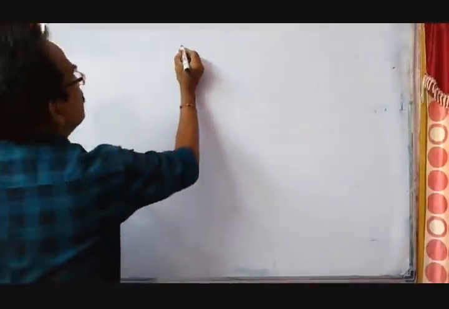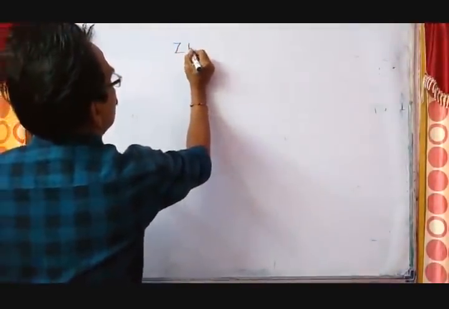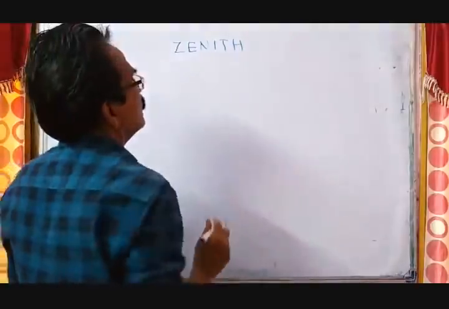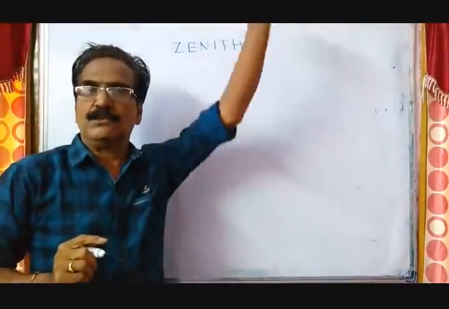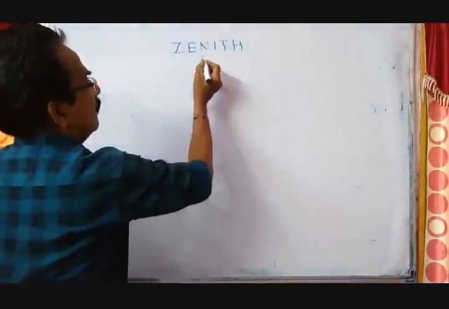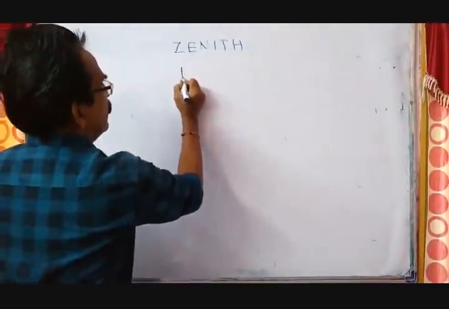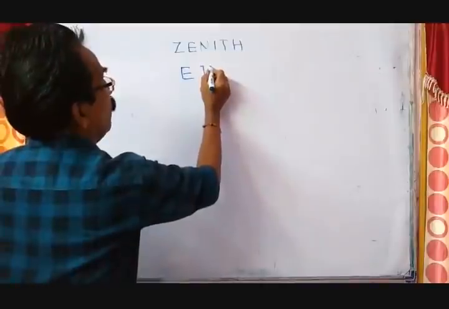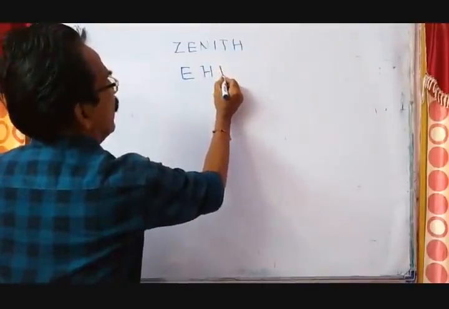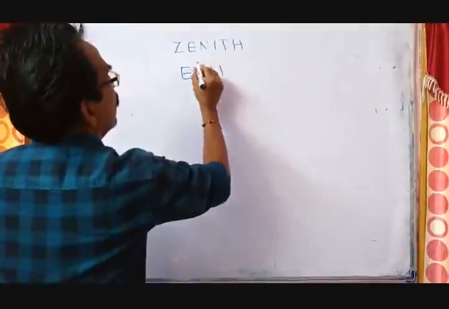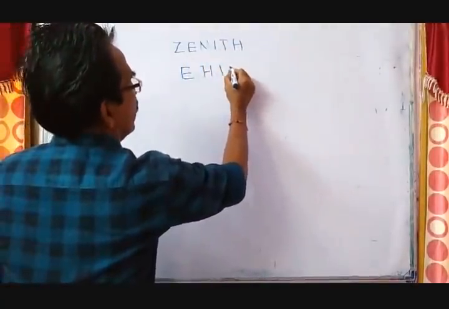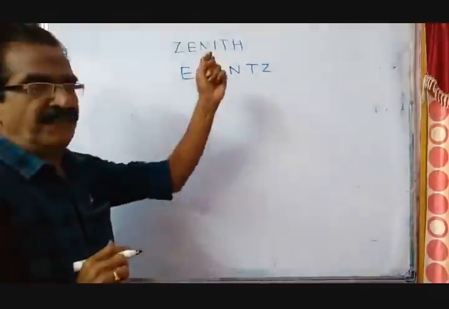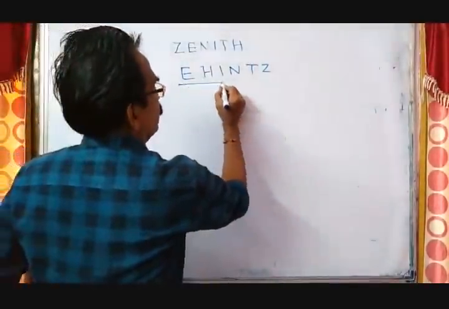Jinith. So for Jinith, first let us write all the letters in alphabetical order: E, H, I, N, T, Z. All are different letters. Then you have to write the given word here.